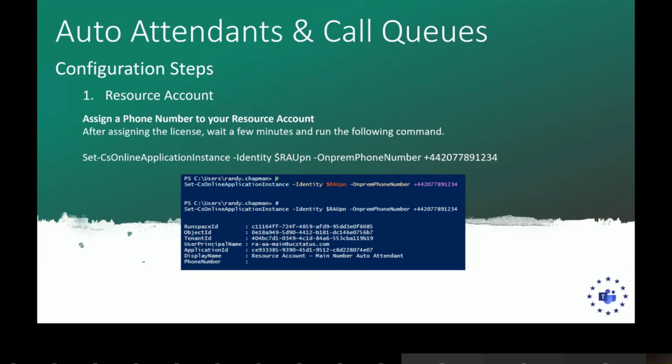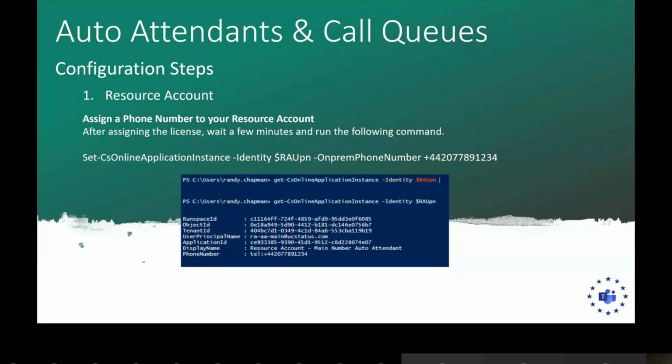But effectively, you wait, go make a cup of tea, cup of coffee, cup of beer, gin, whatever's your drink of choice. Then you come back, and then you run the command to assign an on-prem phone number to your online application instance or your resource account. And as you can see, once you've run the command for the first time, the phone number field is blank, so it doesn't show you that the number has been set. However, if you run the get CS online application instance, after a minute or so, you can see the phone number that you've assigned to the resource account will actually show up.